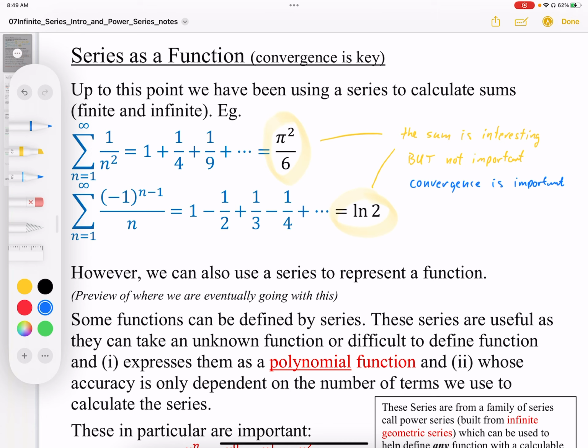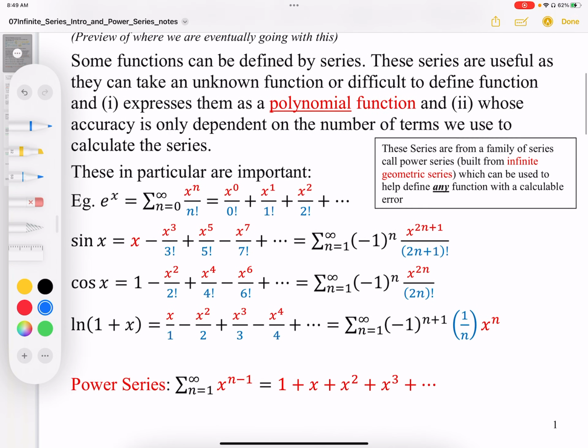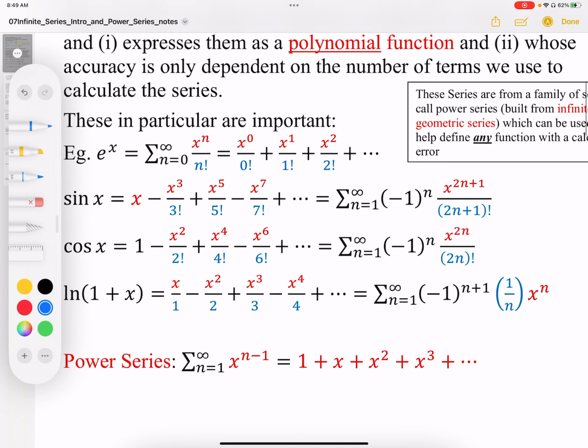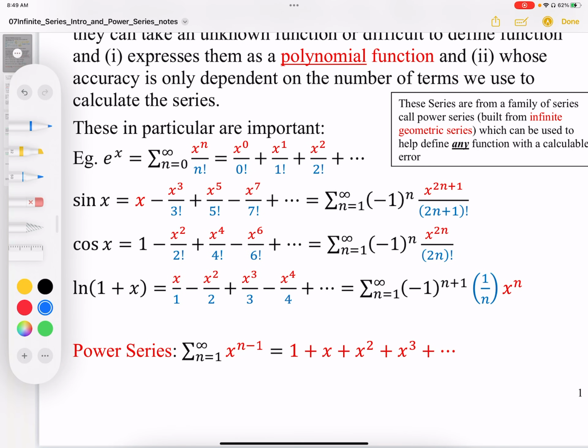So we've looked at these n series, and we're going to look ahead to where we're going to go with this. Eventually, what we're going to do with these n series is make other series that look like these ones. And these are actual functions. We're going to make functions with these series.